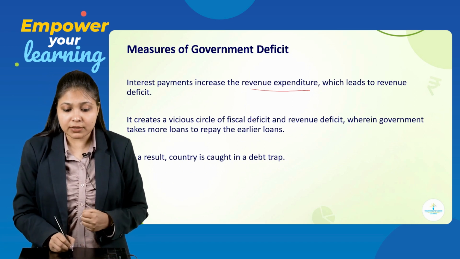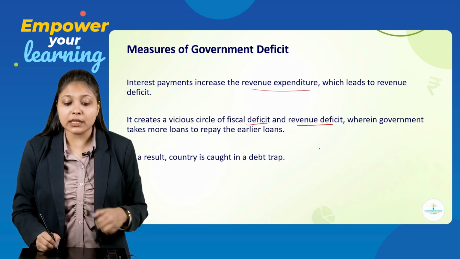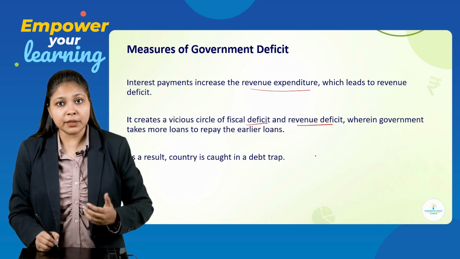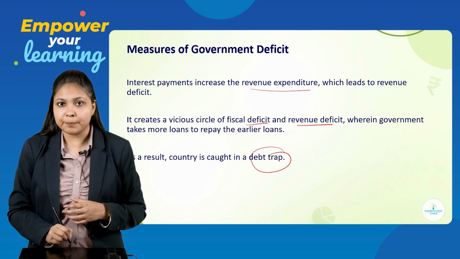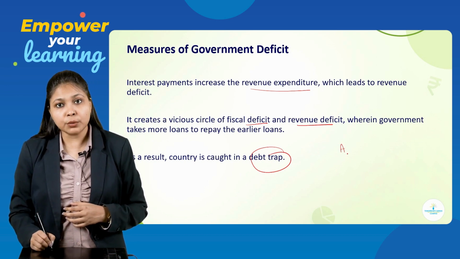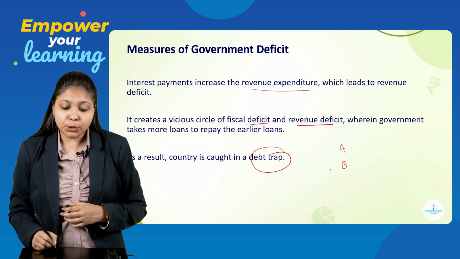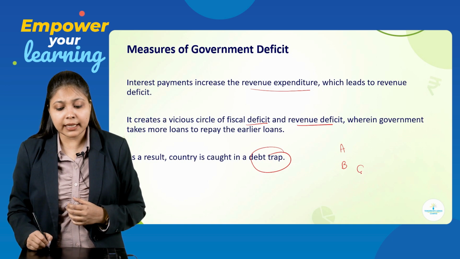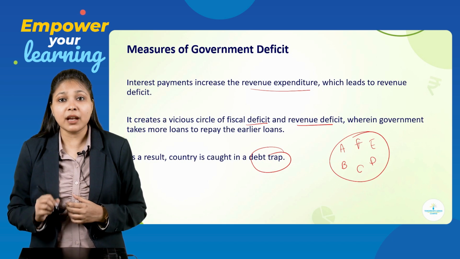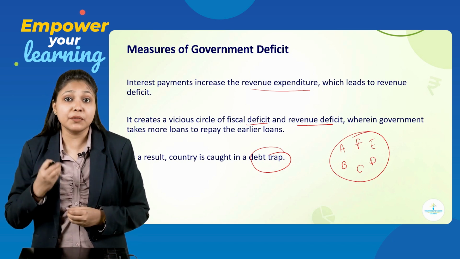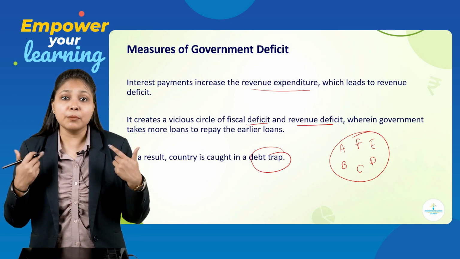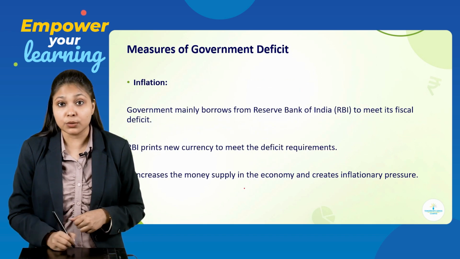It will create a vicious circle of fiscal deficit and revenue deficit, wherein the government takes more loans to repay the earlier loans. As a result, ultimately the government will be caught in a debt trap. Say suppose the government has taken a loan from A. Now to repay the loan to A, the government will take a loan from B. To repay the loan to B, the government will again take a loan from C. Then D, E, F. Likewise, this is a very bad and dangerous situation, called a vicious debt trap for the government. This is how the government falls into taking more borrowings or loans.